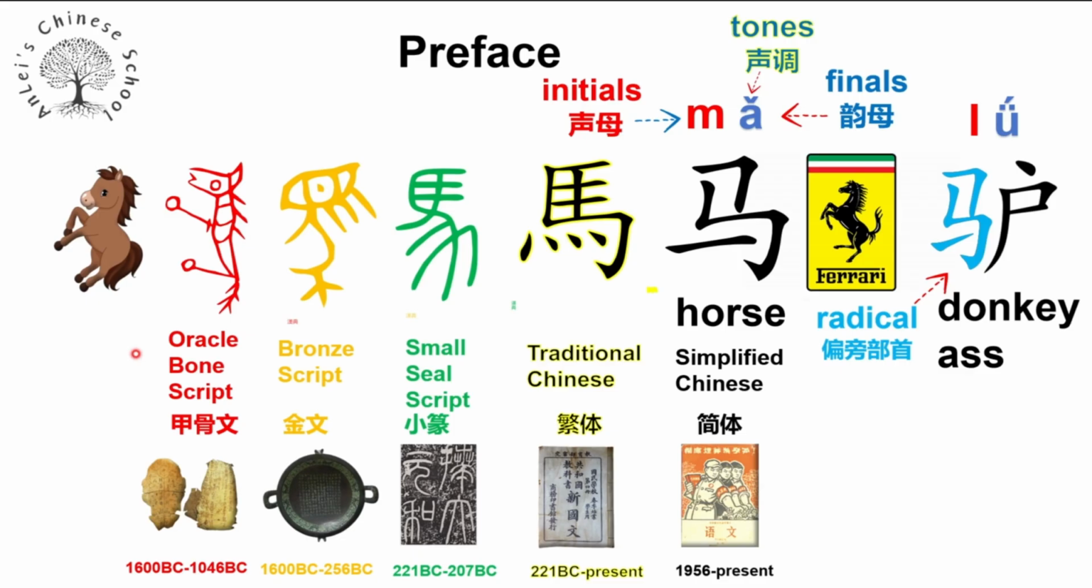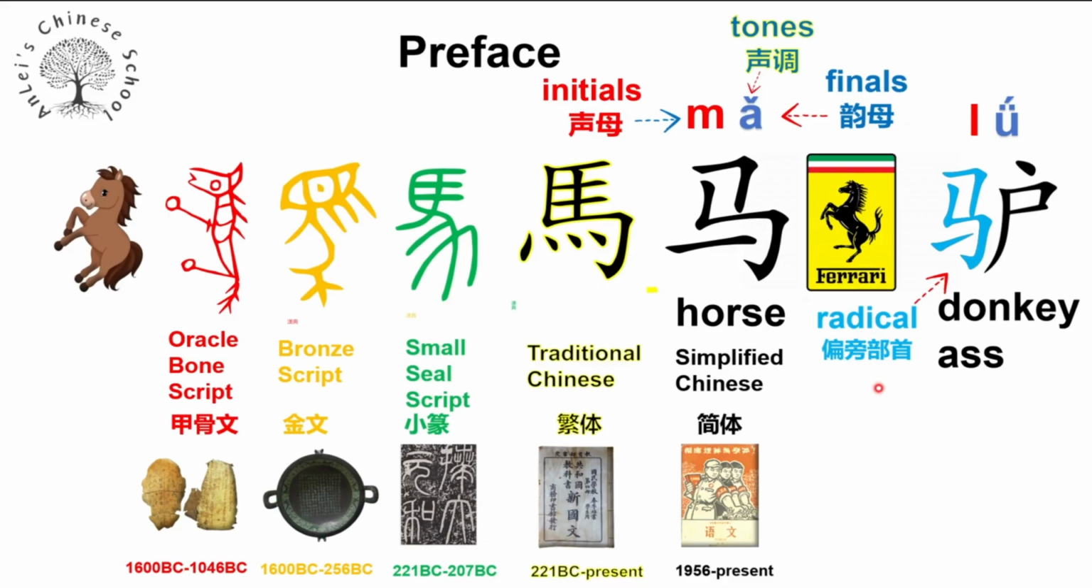In order to help you better understand the evolution of Chinese characters, I use red color to stand for archaic inscription, golden color for bronze inscription, green color for small script, yellow or black color for traditional character, black color for simplified character, and light blue color for radicals.